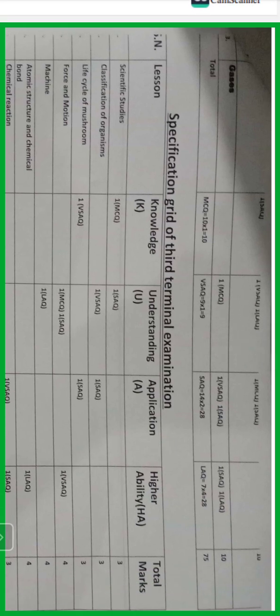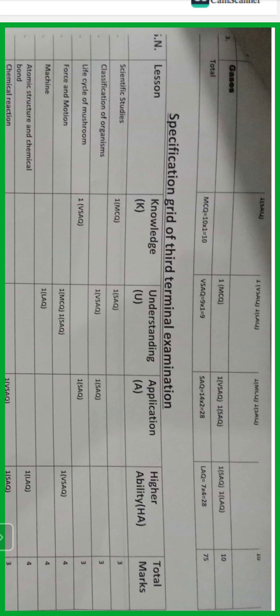And from gases, one MCQ, one VSAQ, one SAQ, one SAQ, and one LAQ. Total marks 10. As a total, 10 MCQs come, number of the questions 10, and 1 mark for each, total marks 10. And first in the exam, you have to complete the MCQ. And after that, when you submit it, you get the other subjective questions, BSAQ.